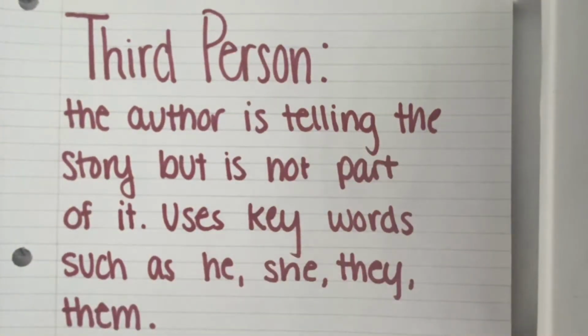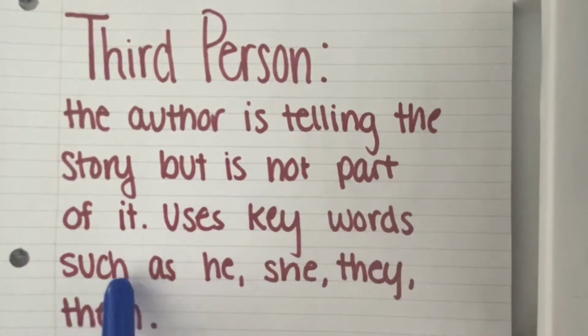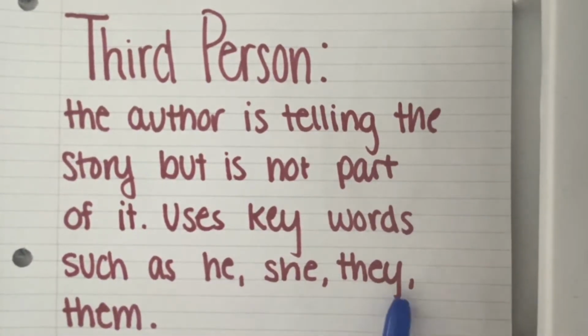The third word that we'll be going over, and the last point of view, is third person. Third person point of view is when the author is telling the story but is not a part of it. He uses keywords such as he, she, they, and them. Now that we have gone over key vocabulary terms, let's begin with some practice sentences that we will break down to find which point of view is being used in the sentence.